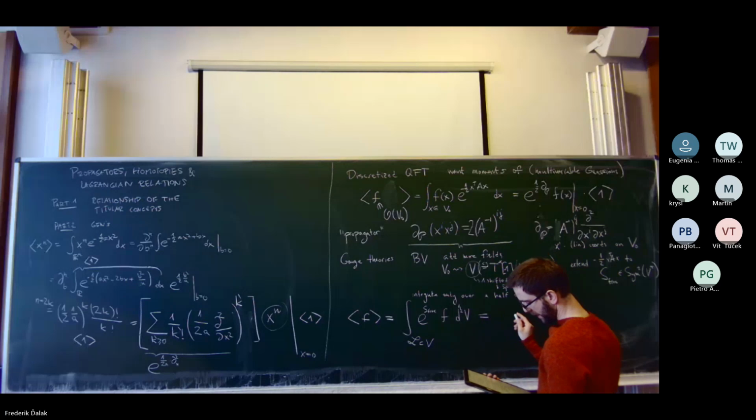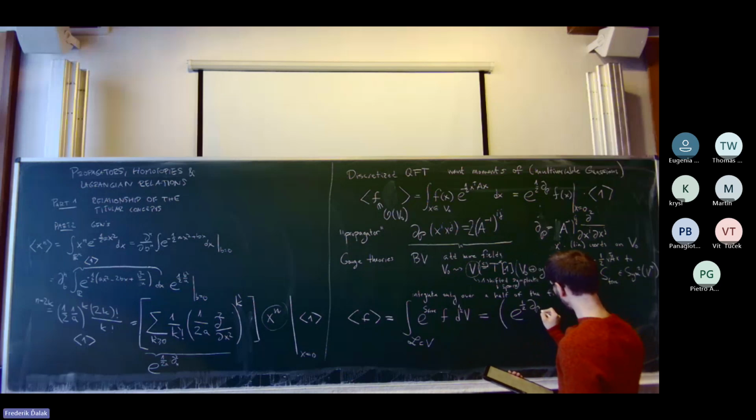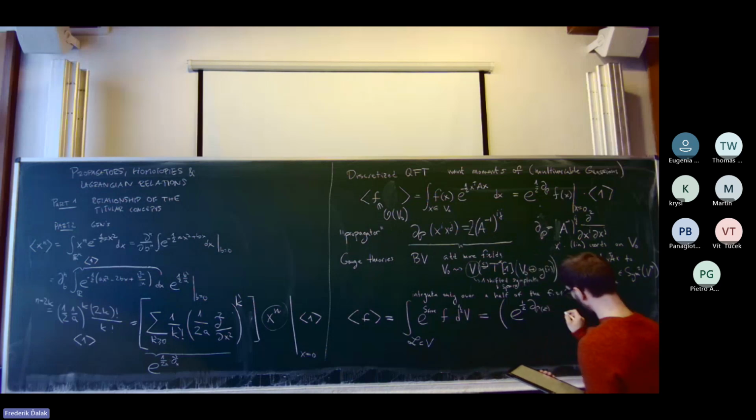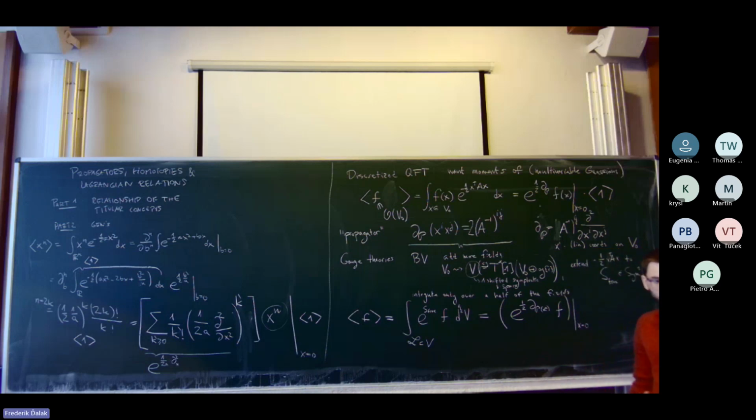And then one can write a similar formula. We have e to the 1/2 of some second order differential operator dp, which depends on this L, and now it acts on f, and then we set the fields to zero. Here dp of L is given by the following: you take this quadratic free action, you restrict it to L, and then you invert.